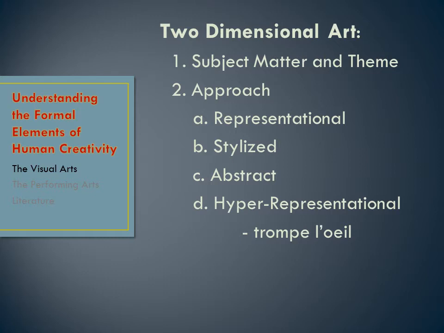Abstract approaches: what is on the canvas, what is portrayed in the work of art, may have bits and pieces that are recognizable, but they may be put together in ways that are not recognizable as one solid thing. An artist named Pablo Picasso is very famous for taking bits and pieces of people and structures and putting them all together in very odd-looking combinations.